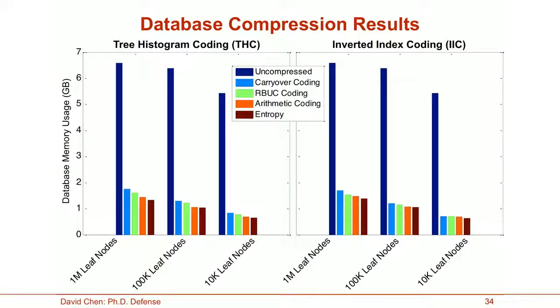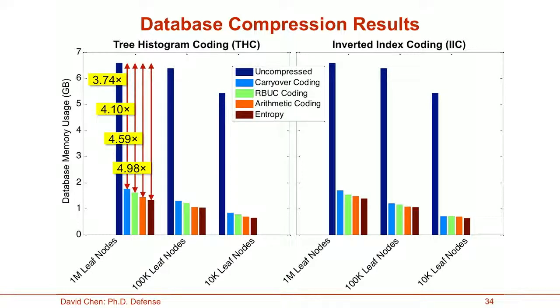Here, I'm plotting the database memory usage in gigabytes for the same 3 tree codebook sizes. I'm also comparing 3 different database representations. First, we have the uncompressed database, which uses the largest amount of memory. With carryover coding, we can reduce this memory usage by 3.74 times. With RBUC coding, we can reduce by 4.1 times. And with arithmetic coding, we can reduce by 4.59 times.